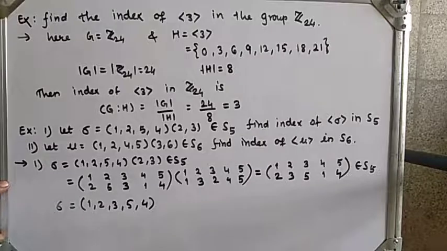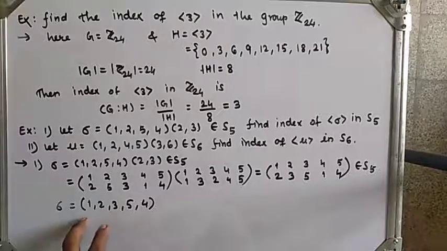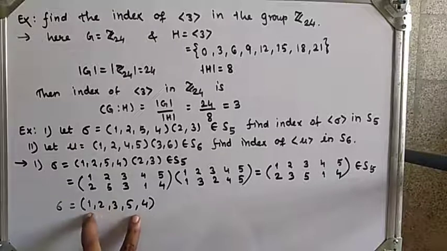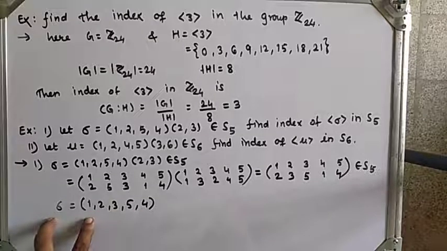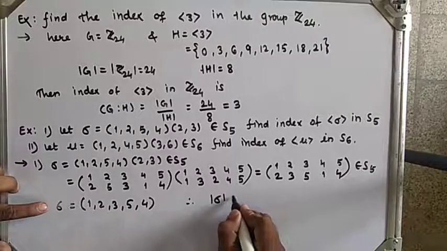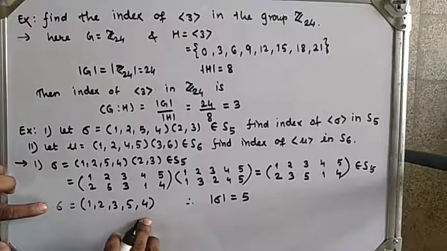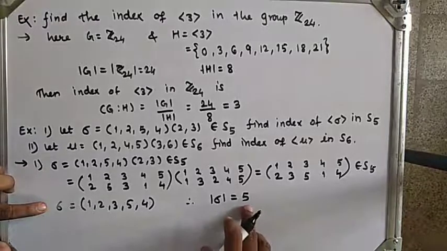And we know that if we have a single disjoint cycle, then the order of that permutation is the same as the order of the cycle. Therefore we say that the order of sigma is equal to 5 because there are 5 elements in the single cycle, so the order of sigma is 5.